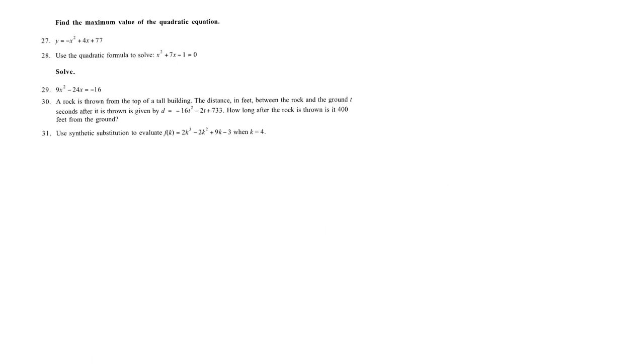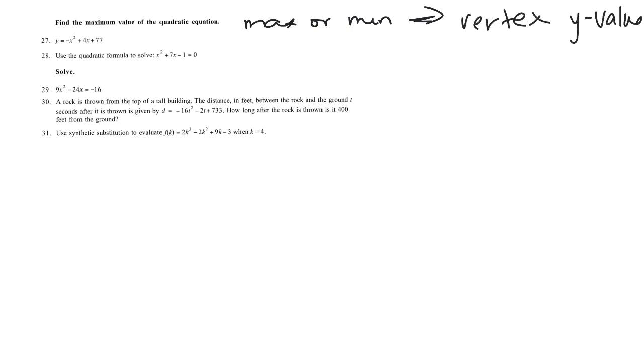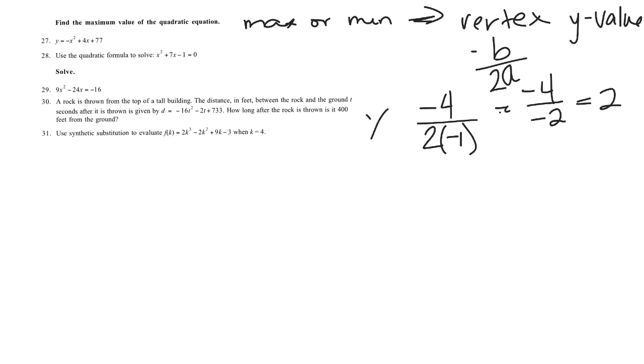All right, find the maximum value of the quadratic equation. Maximum or minimum means find the vertex. Specifically the y value of the vertex. So to do that, our formula is x equals negative b over 2 times a, and then we have to plug that in and find the y value. So we have b, which is 4, so negative 4, divided by 2 times a, which is negative 1. And this is negative 4 divided by negative 2, which is positive 2. So x is positive 2. And we'll plug that in.